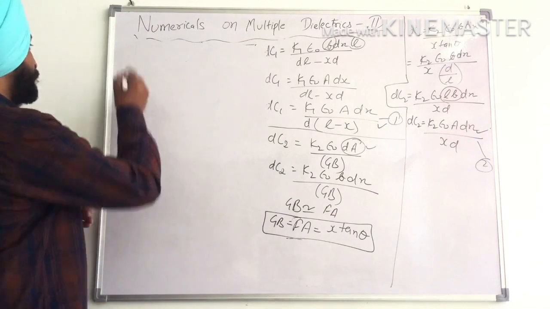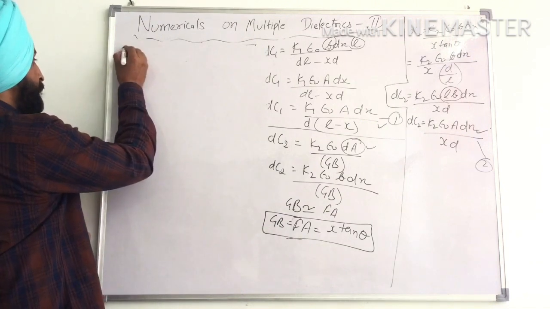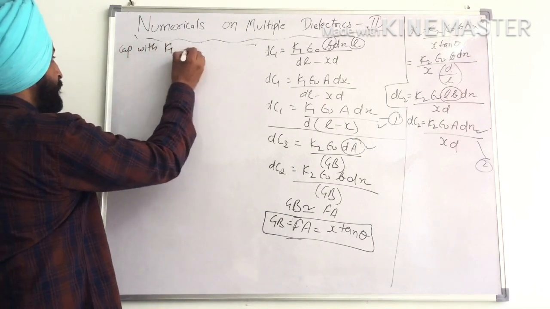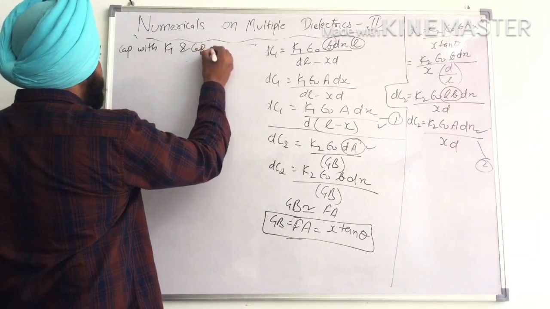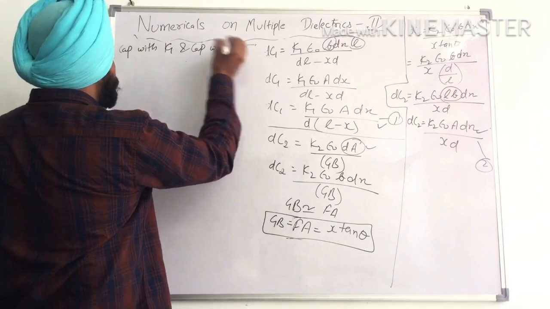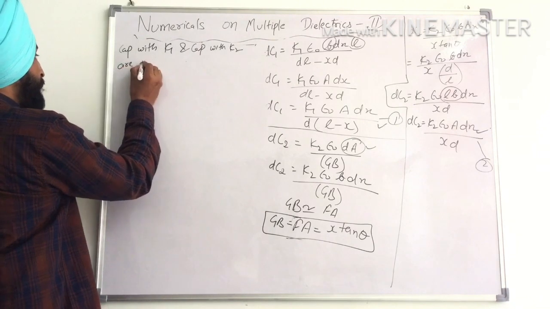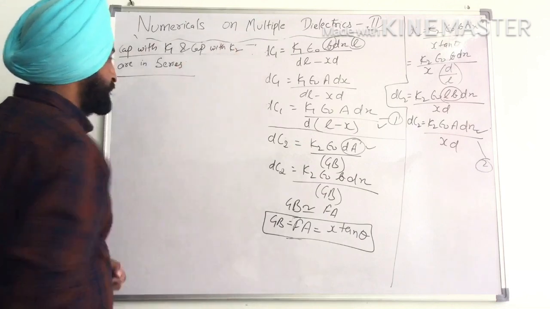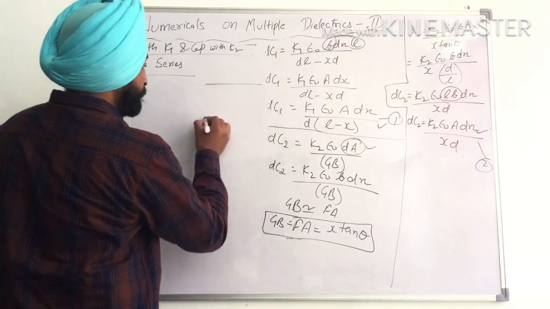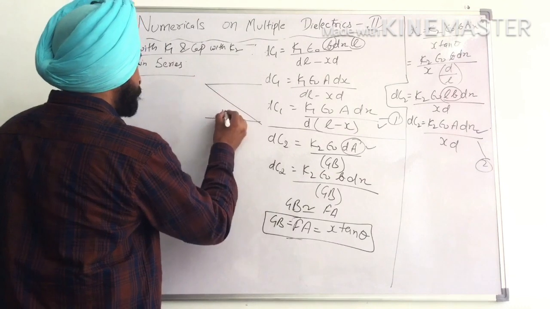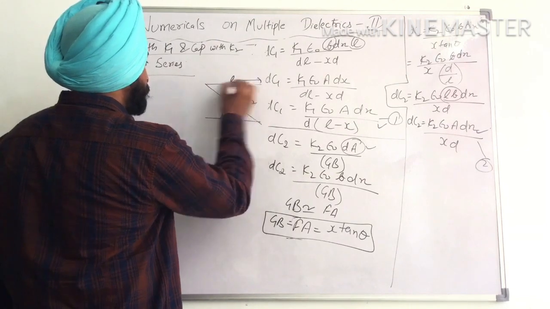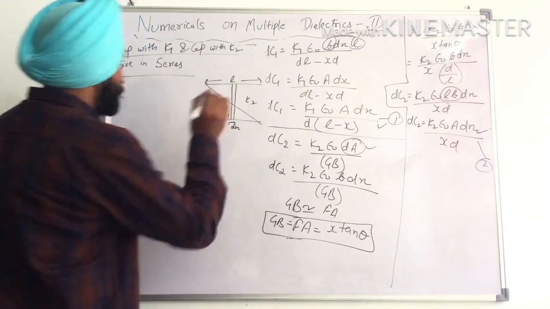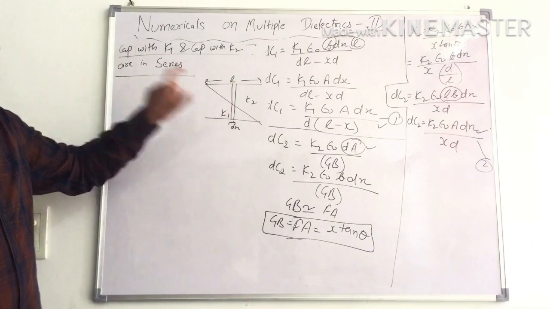Now we know both of these were connected in series, the capacitor with K1 and the capacitor with K2 are in series. They are in series. So they were in series. This and this are in series.